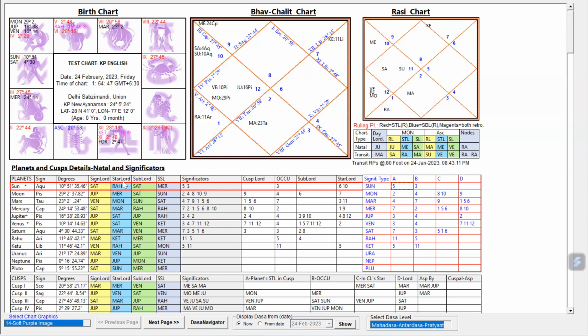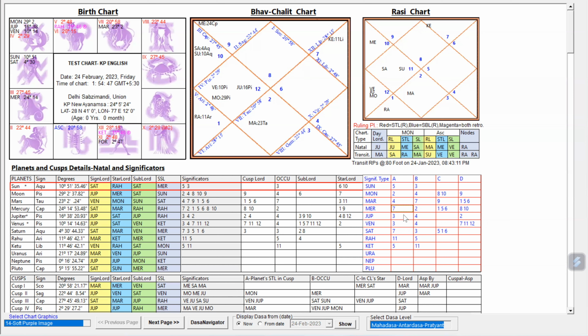Here you can see the star lord in the blue section. So the planet Sun is in the Rahu star, and we know in this chart Rahu is in the 5th. We have already seen that. So Rahu becomes the first level, 5 becomes the first level signification for this planet Sun. Then 3. C and D are empty. We have already seen the reason behind it. Similarly, all the planets are given.